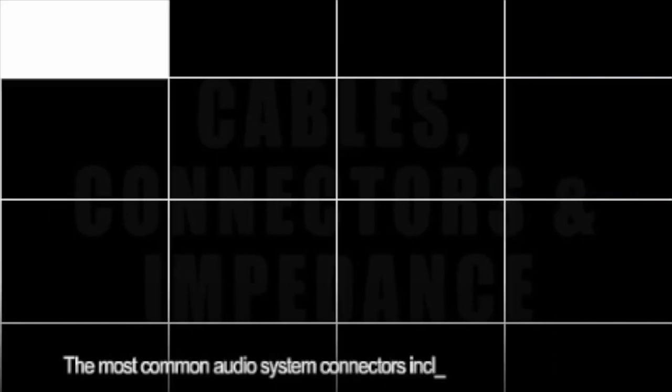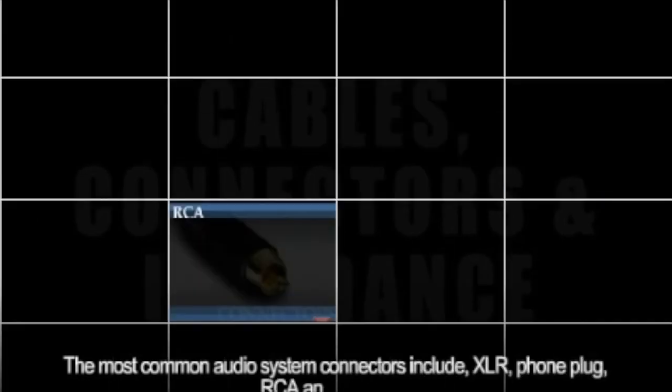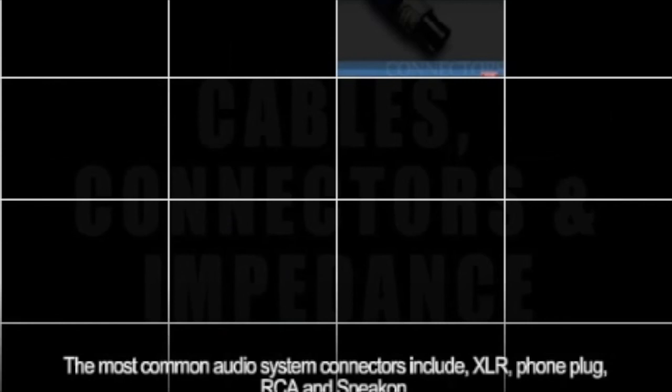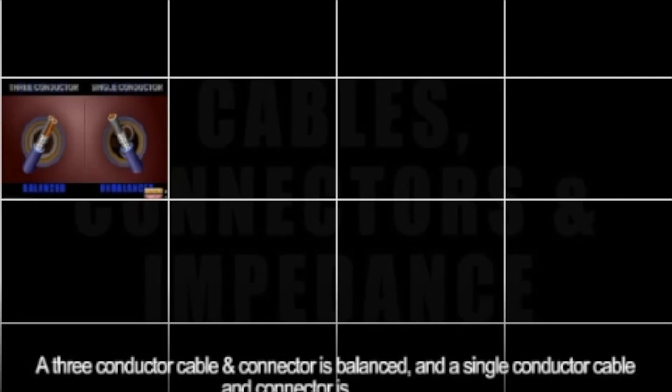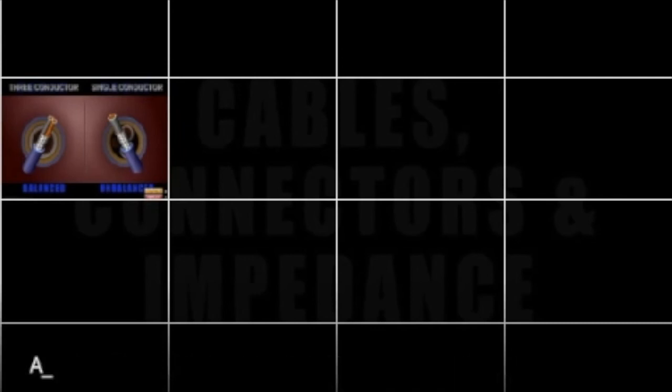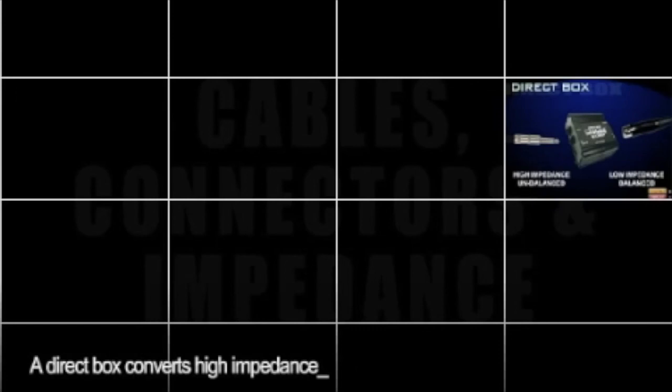The most common audio system connectors include XLR, phone plug, RCA, and Speak-On. A 3-conductor cable and connector is balanced, and a single-conductor cable and connector is unbalanced. A direct box converts high impedance unbalanced to low impedance balanced.